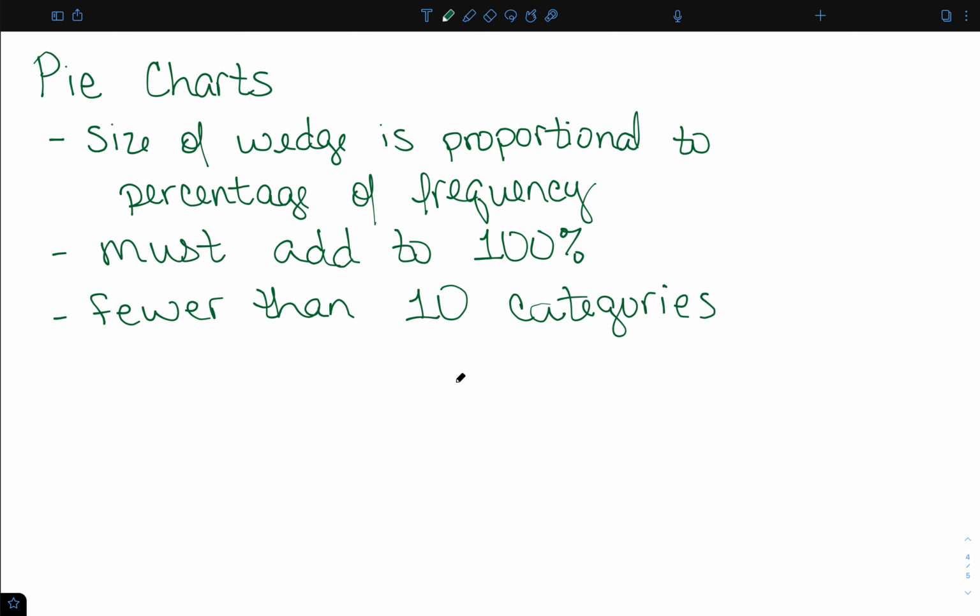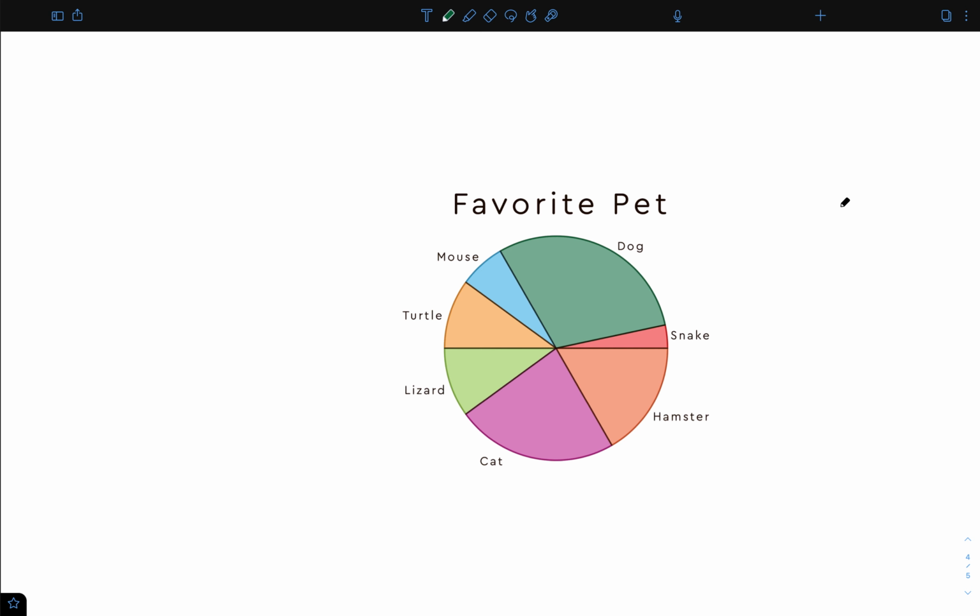Pie charts are best used when we have fewer than 10 categories. Any more than this in the pie chart can be overwhelming and difficult to read. In addition, pie charts can be pie charts or donut charts. Going back to our data for favorite pet, we would have this pie chart here. Each section is proportional to the percentage of the popularity of that pet.